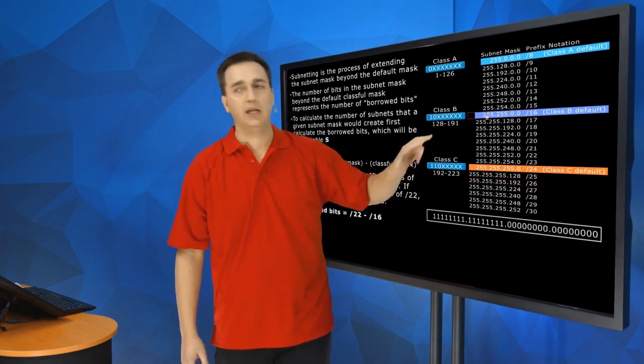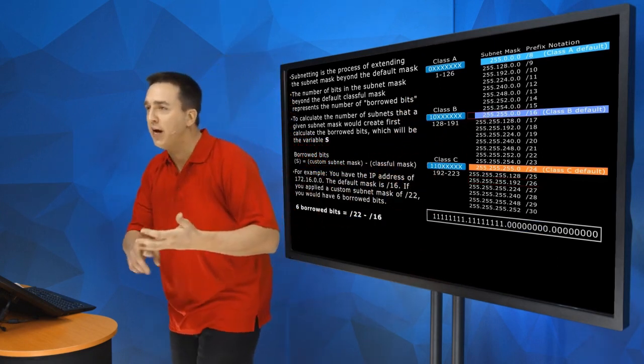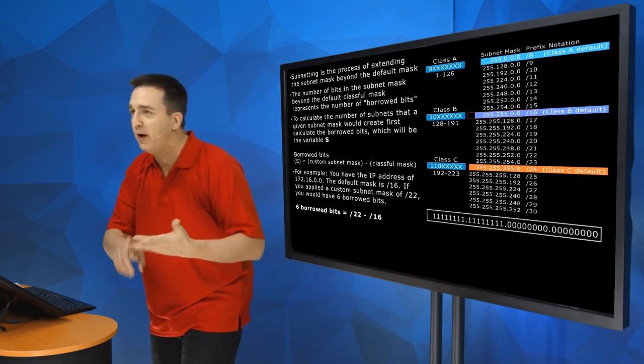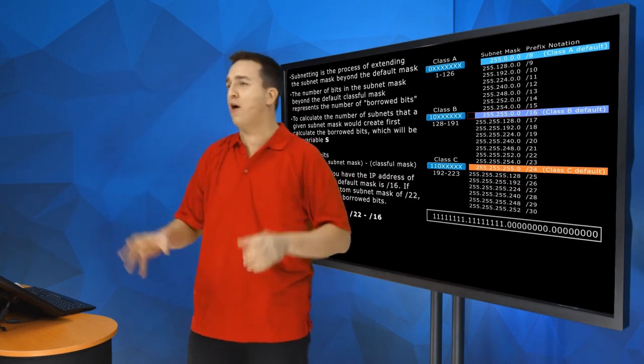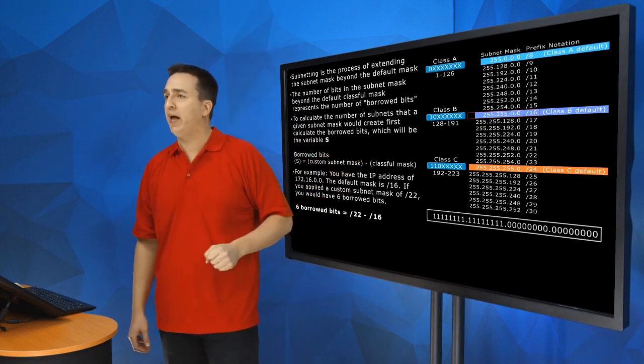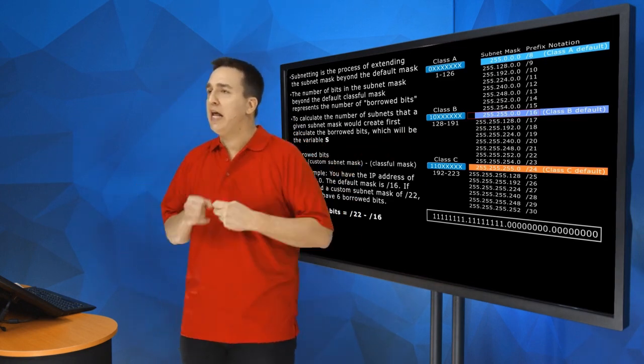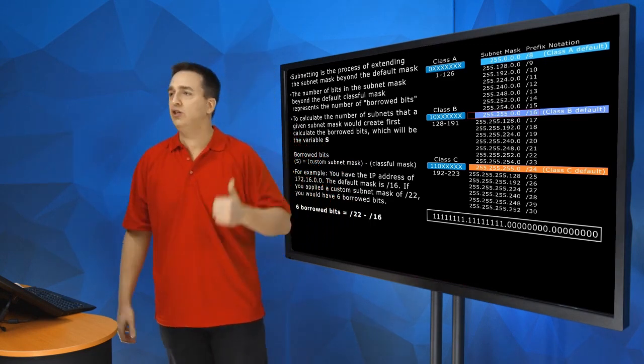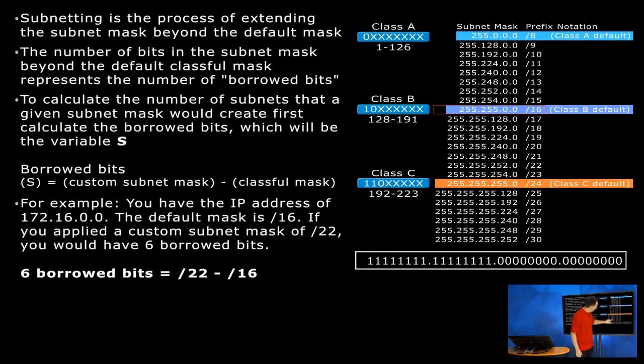So if I'm a /16, I can go to 17, 18, 19, 20, 21, 22, 23, 24, 25, 26, 27, 28, 29, 30. No problem. That orange Class C default doesn't get in the way. It doesn't change anything. It doesn't impact my Class B. I just keep going. So as you can see, I can go down to a /30. And how many bits did we borrow? 14 bits. That's right.